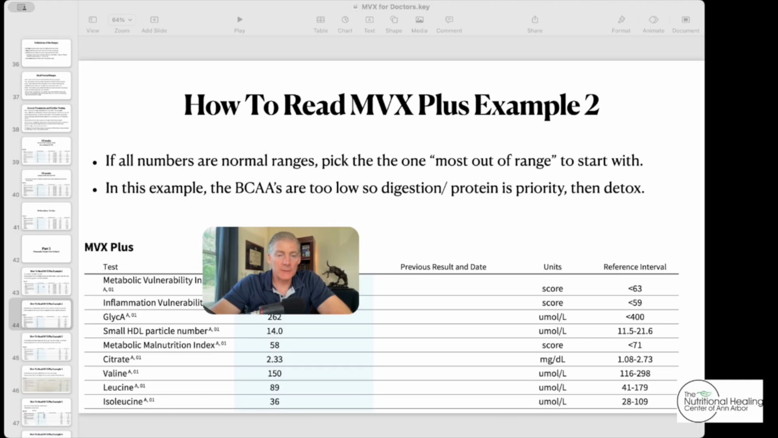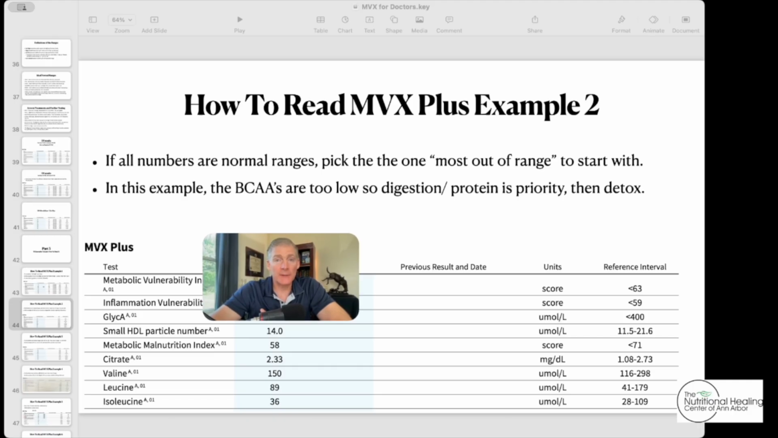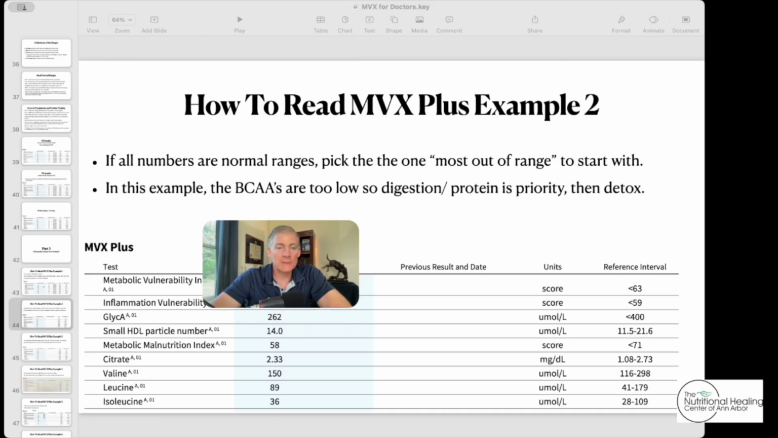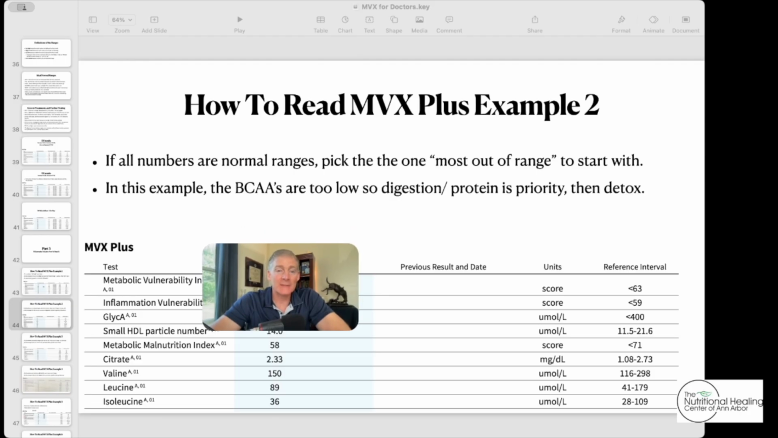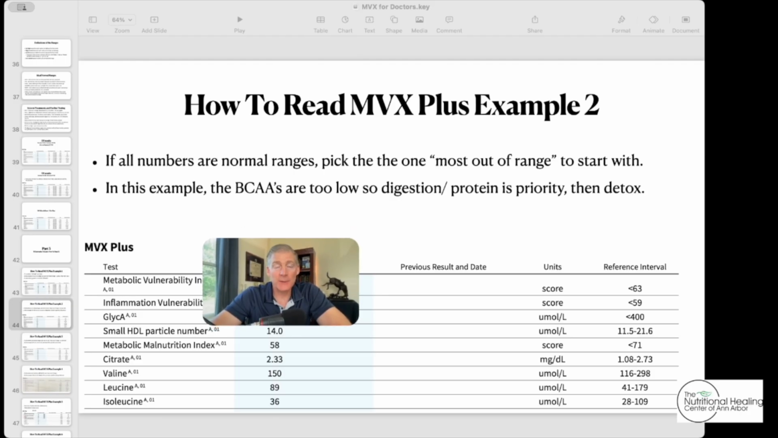But their small molecular particles are at 14, and they should be more like 19, so they have to do some detoxing. So you can say, and they might be thinking about, oh, I have Lyme, or I have parasites, or I have inflammation. Inflammation causes disease. Everybody says inflammation's bad, but their glyc-A is below 300, so let's not talk about organisms and inflammation. Let's talk about toxicity, because your small molecular particles are at 14.